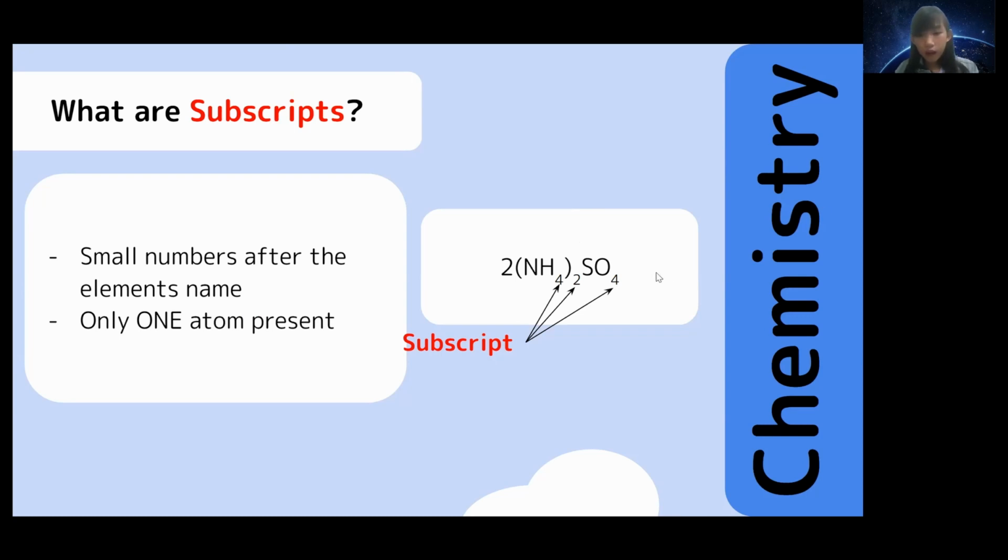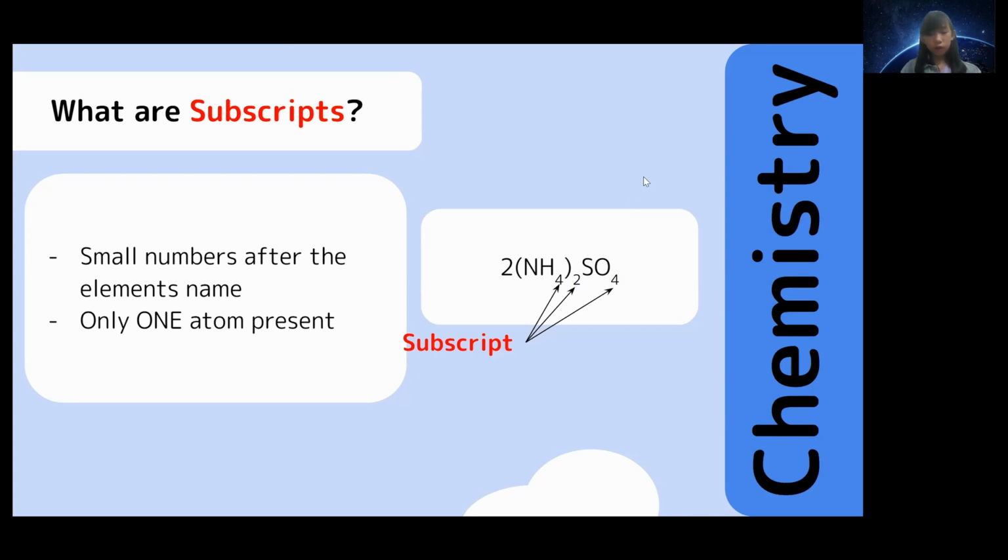For example, (NH4)2SO4, since there's a 2 outside, you times it. So at first there is just 1 nitrogen. This is nitrogen, by the way. There's just one nitrogen atom. So once you times it with the 2, you get 2 nitrogen atoms. This is like math, that is what I said just now. And then at first there are 4 hydrogen atoms. Now there will be 8 hydrogen atoms.